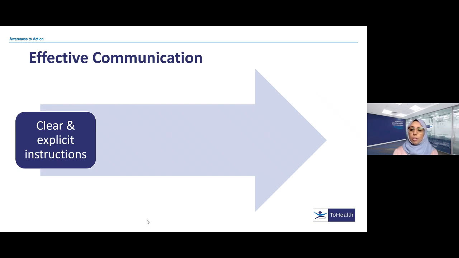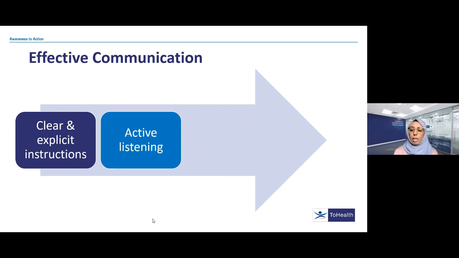One of the things that you can do is to provide clear, concise, and explicit instructions that avoid vague or ambiguous language. You can also use visual aids or written materials to reinforce verbal communication. Encourage active listening by giving neurodivergent individuals the time they need to process information and to express themselves. Avoid interrupting and provide opportunities for them to also share their thoughts as well.